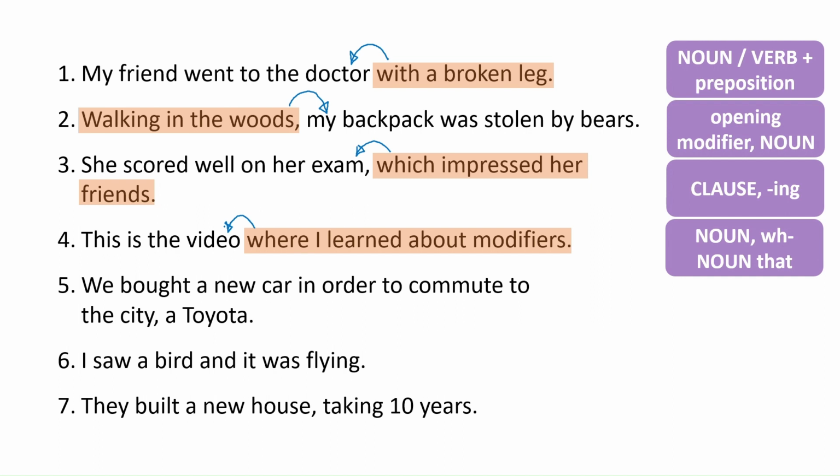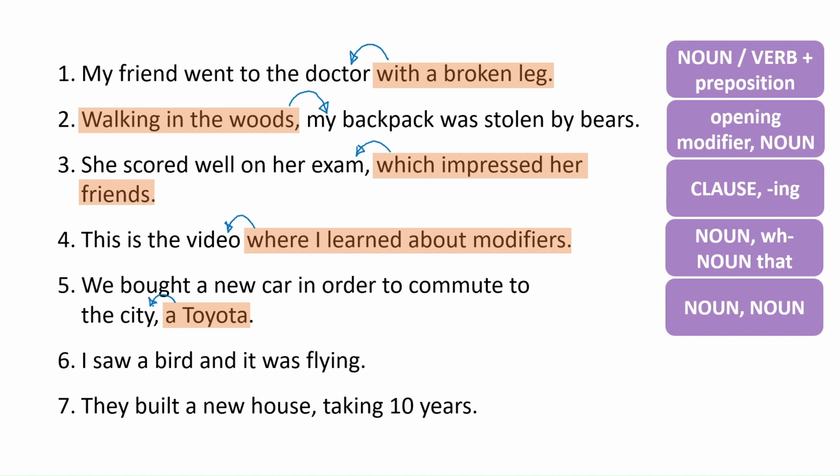Number 5. The modifier here is a Toyota, and we've got another problem with position here because it's next to city. But hang on, the city was not a Toyota, it was our new car. So we would need to move the modifier next to the thing that it should be modifying. We bought a new car, comma, a Toyota, comma, etc. This modifier is a noun, comma, noun, where one noun is placed next to the noun that it's modifying.